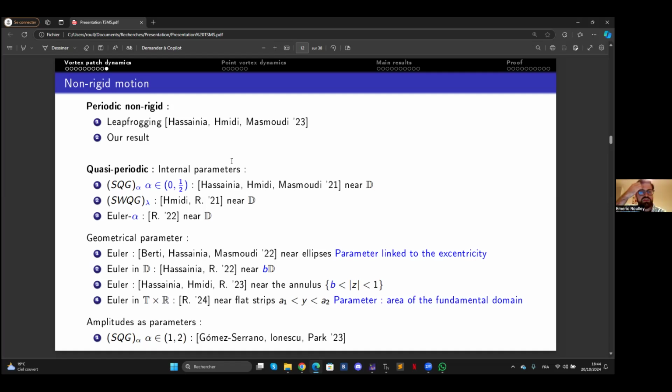They proved it for the 2D Euler equations, considering the point vortex dynamics that I will explain later. And the second result in the periodic non-rigid motion is the one that I will present in the second part of the talk.